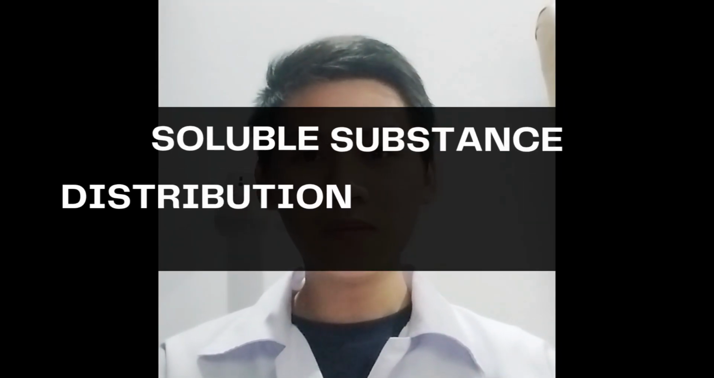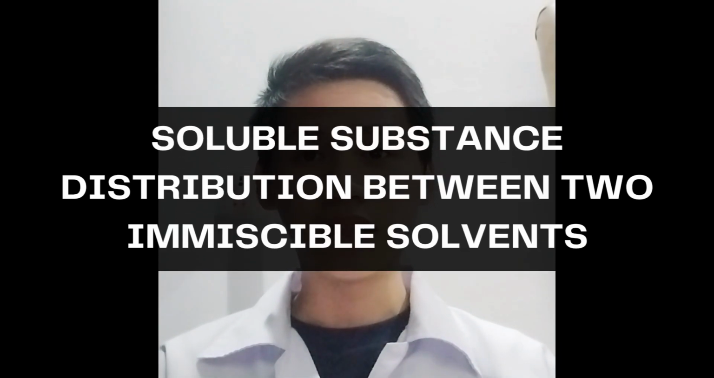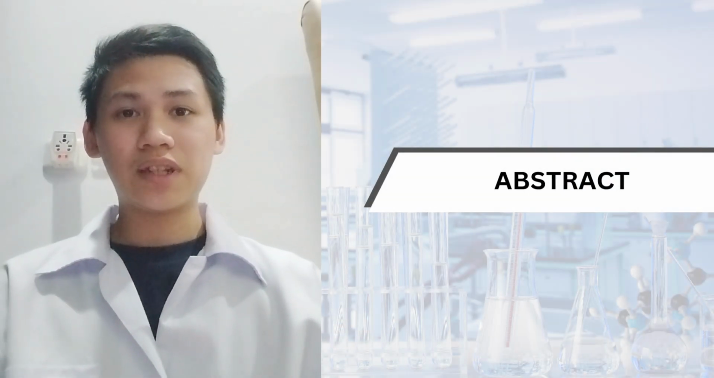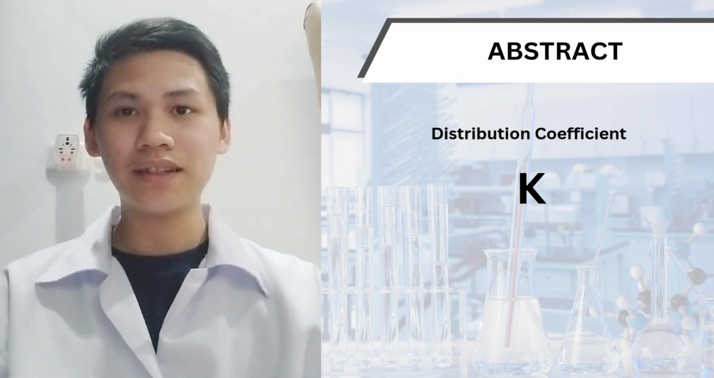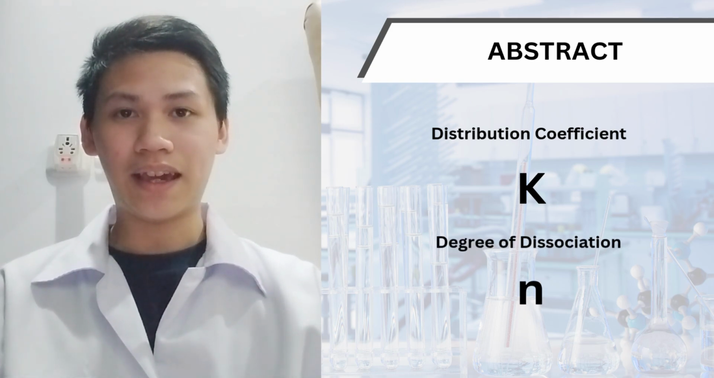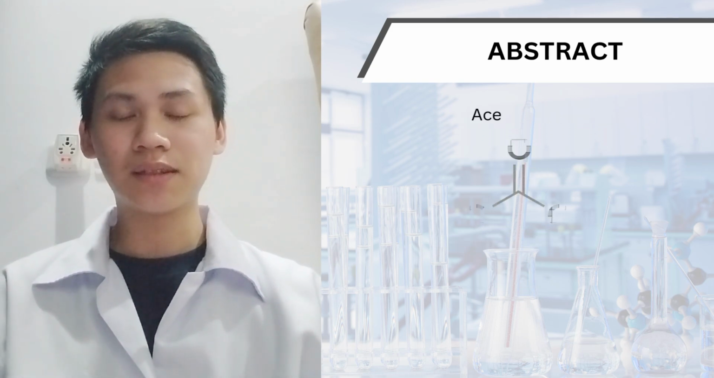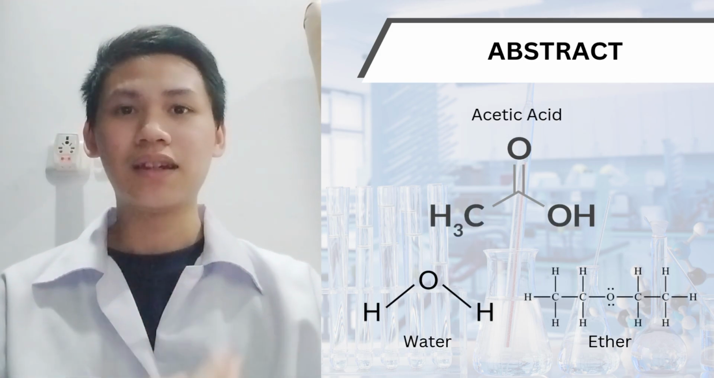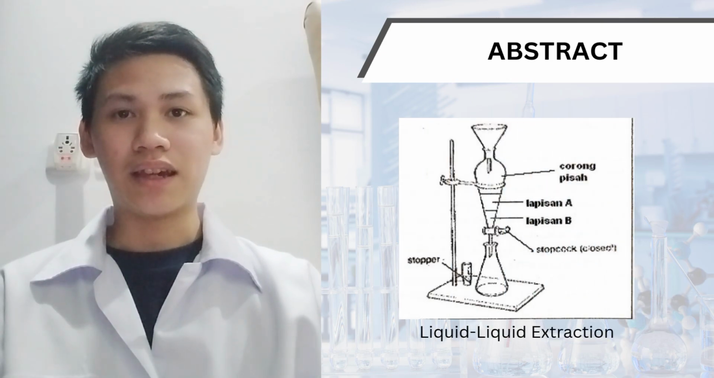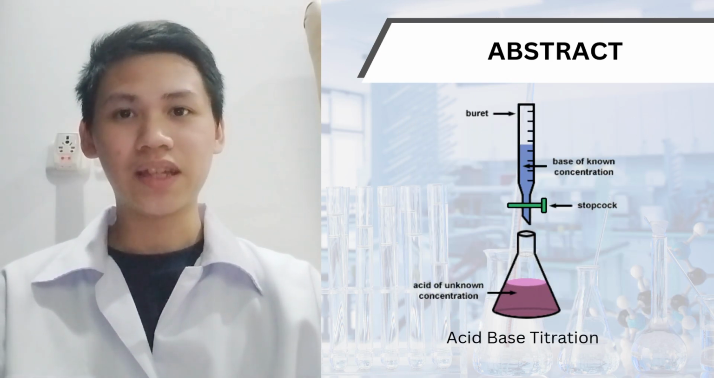Today we are going to discuss soluble substance distribution between two immiscible solvents. This experiment aims to determine the distribution coefficient K and degree of dissolution N of acetic acid distributed between two immiscible solvents, water and ether, using liquid-liquid extraction and acid-base titration.